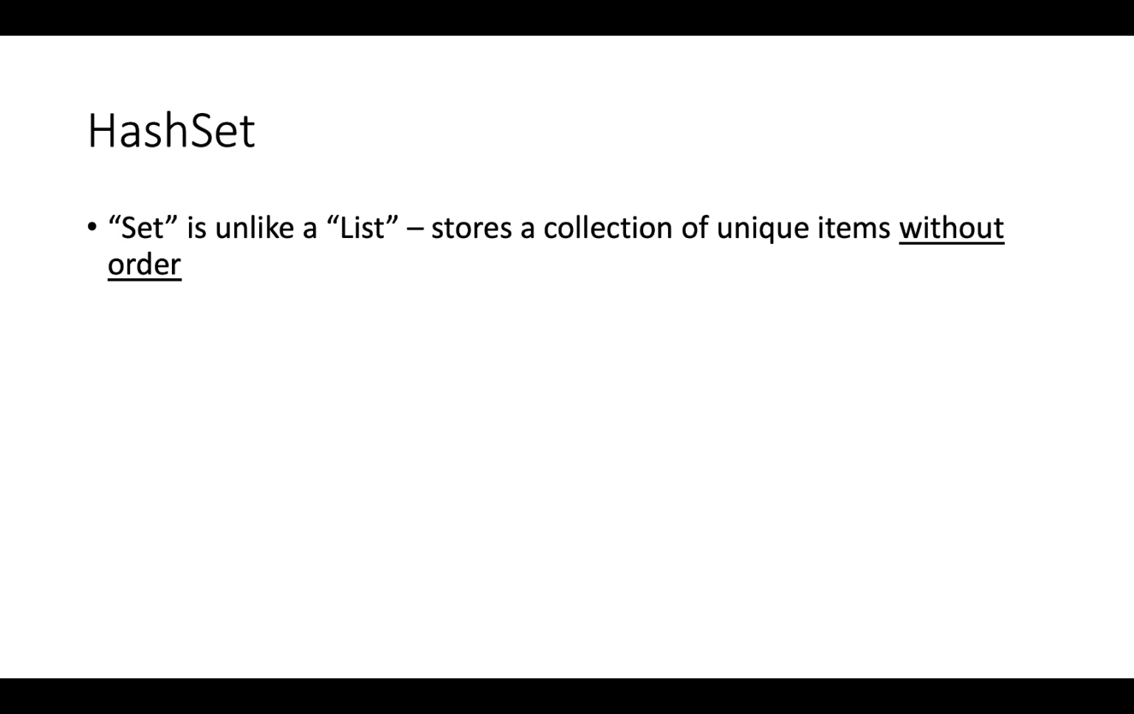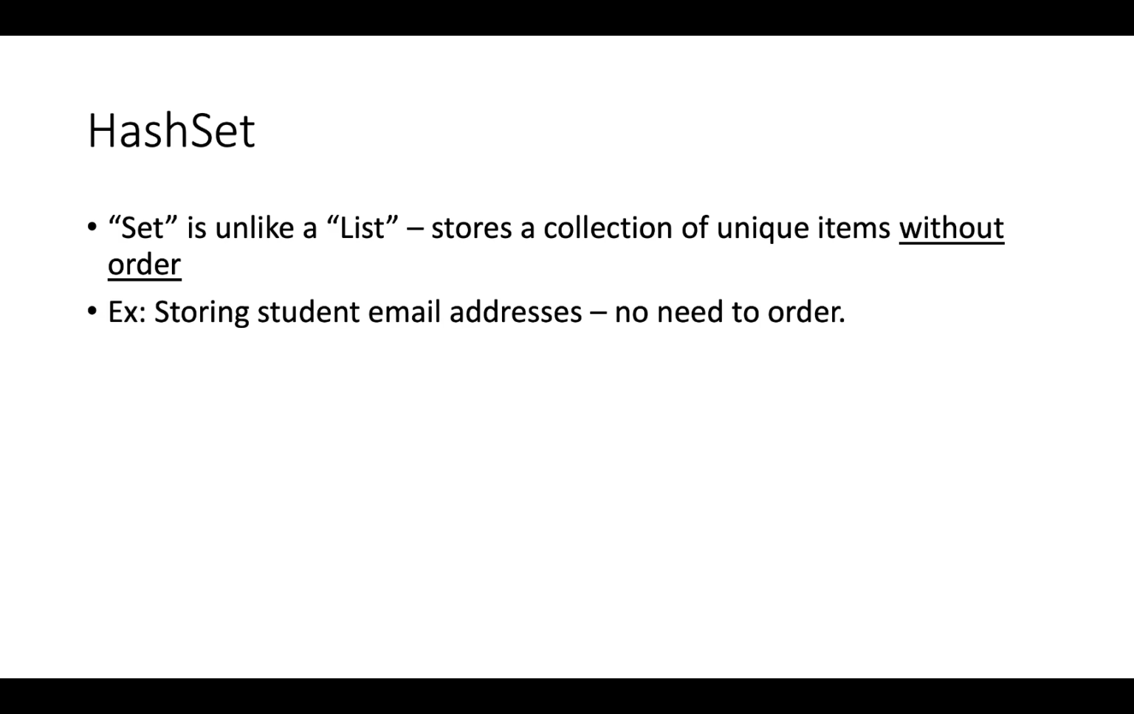But let's look at when that might be a good idea. For one example, if I wanted to store a collection of email addresses, maybe I'm putting together a set of all student emails in my class. I want to make sure that every student's email is only entered one time, so I do want a unique collection, right? But the order that I store those email addresses in may not matter. This could be a good example of when you might want to use a hash set data structure.